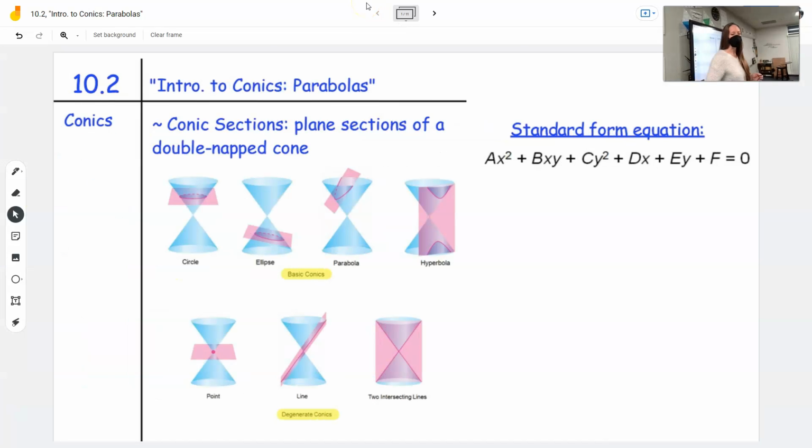Back here at the very beginning, I did tell them to go ahead, they don't have to draw pictures per se, but going ahead and categorizing the difference between basics and degenerates. So if you stressed out a lot on drawing pictures, I'm so sorry. But our goal for chapter 10 is to see what happens when we have non-zero coefficients for each of these different terms in the standard form equation.